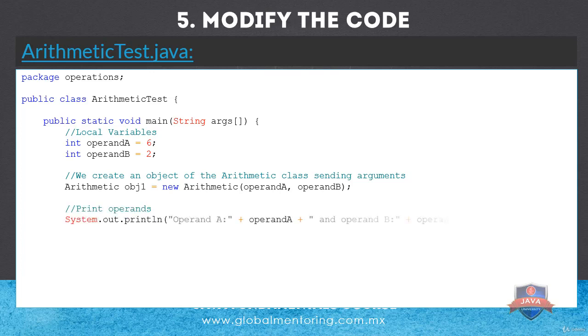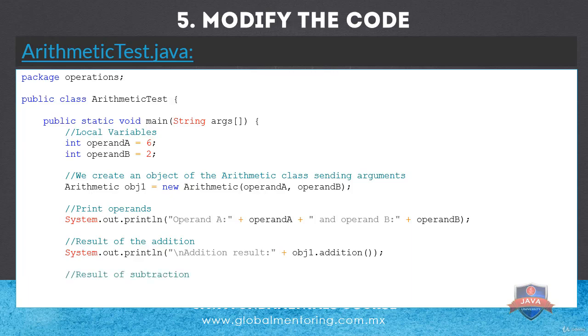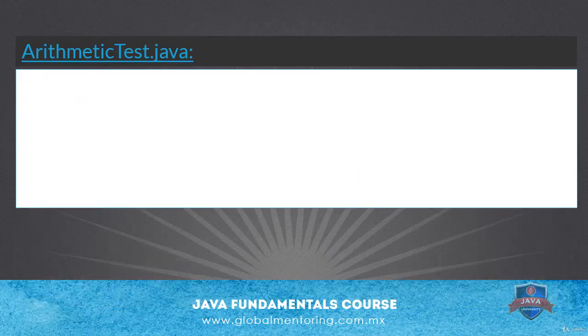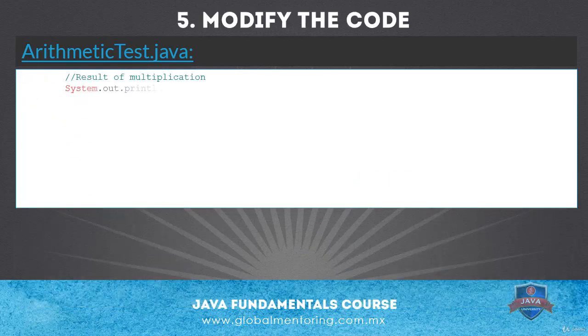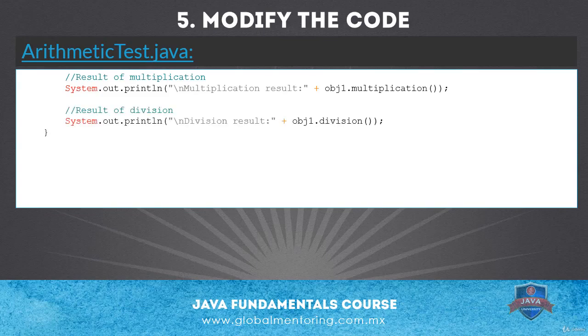And we print the operands, operand A and operand B, and we print the result of addition, calling the method addition. Remember that we are using the this operator, so this method will use the attribute of the class to make the operation. We call the result of the subtraction, and we print the result. We continue. We print the result of multiplication and the result of the division. We close the main method.